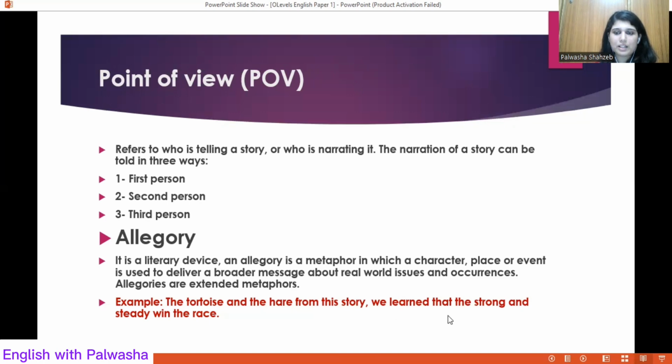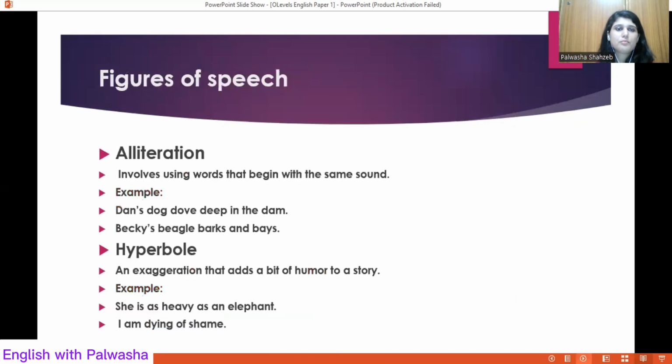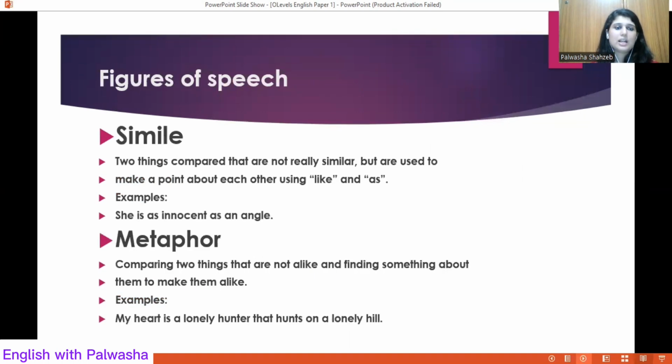From this story, we learned that the strong and steady will win the race. Okay, so this is the deep meaning of it. Then these are some figures of speech which I'm showing you. You are going to stop the video and read the examples. You can get a better idea. You can easily embed these kinds of examples. And please just take a look at the basic figures of speech.